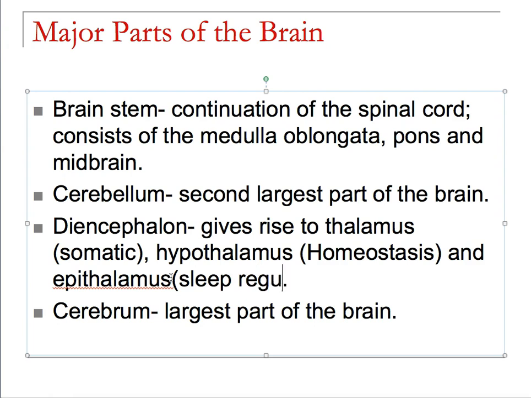Sleep regulation. Okay, pretty much that's going to keep you in good stead if you understand these basic parts of the diencephalon. There are 3 responsibilities: the thalamus for somatic transmission of information to the cortex, the hypothalamus sensing and responding to changes in needs of homeostasis, and then the epithalamus, which is responsible for sleep regulation. Let's see if I can spell here. Sorry about that. Regulation, L-A-T-I-O-N.